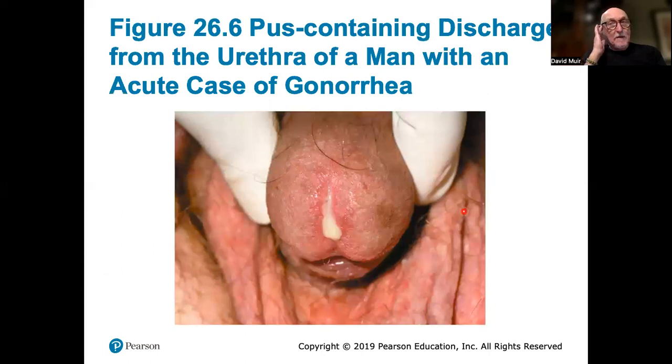Okay, so the other characteristic of gonorrhea is that it results in production of pus. And here, this is typical for production of pus from the urethra of a man. This has a special name. It's called gleet, G-L-E-E-T. And along with the urethritis, it's almost 100% indicative of a Neisseria infection.